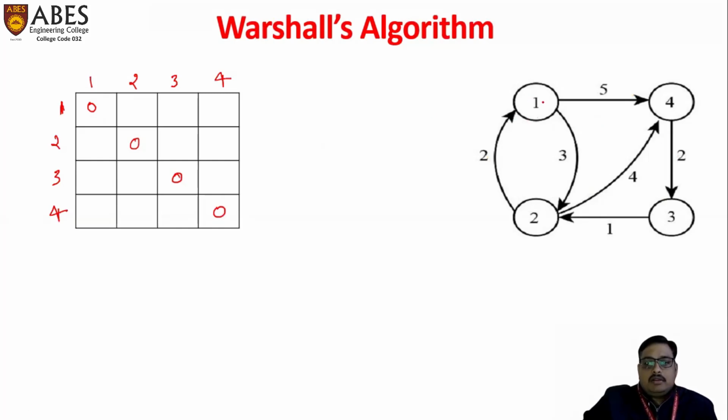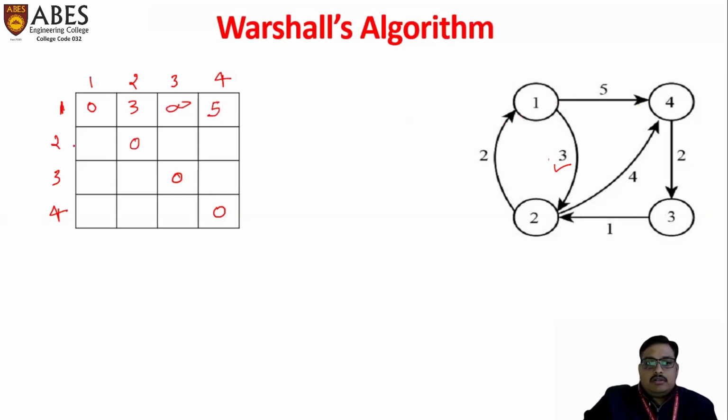And if we take 1 to 2, is there any path? Yes, a direct edge is there, and the weight is 3. So we'll put 3 here. 1 to 3, no. So we'll put infinity. 1 to 4, is there any? Yes, and the cost is 5.